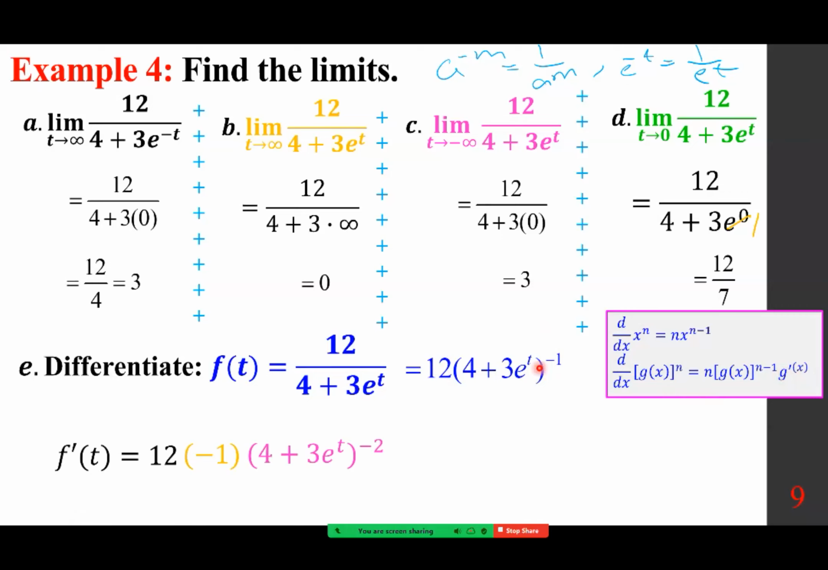Then g prime of t, the derivative of the inside, which is 3 to the power of t. And negative 1, negative 12 times 3, negative 36 e to the power of t. This goes down, becomes positive 2.